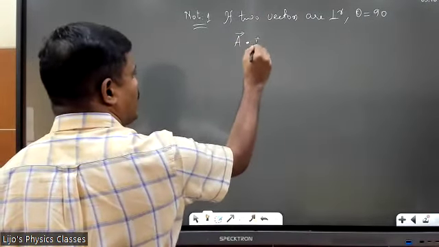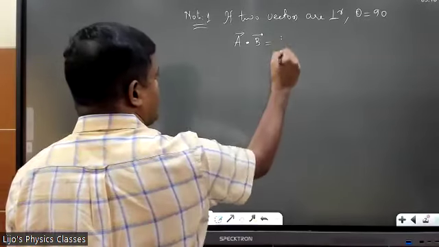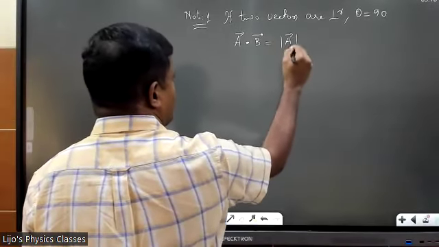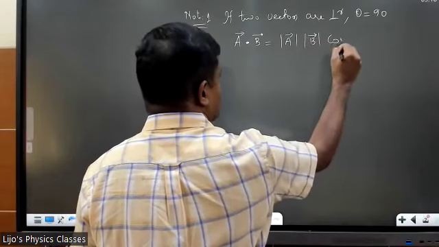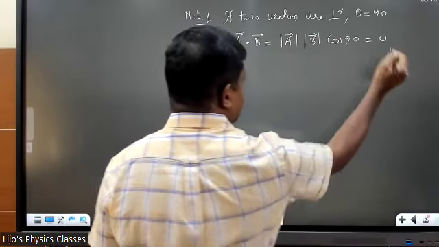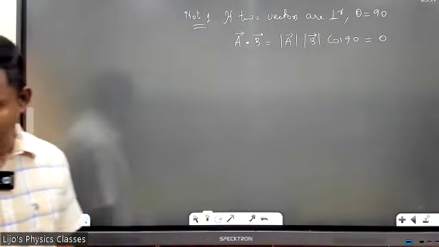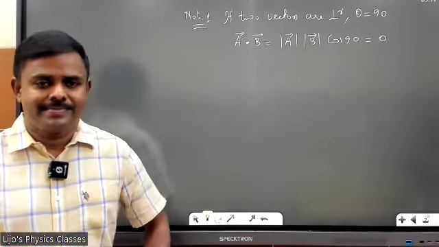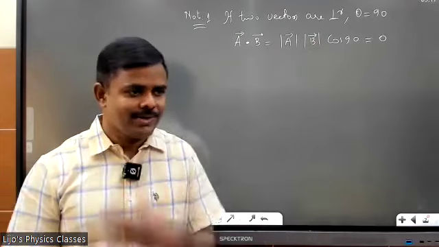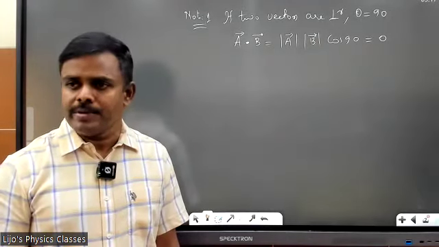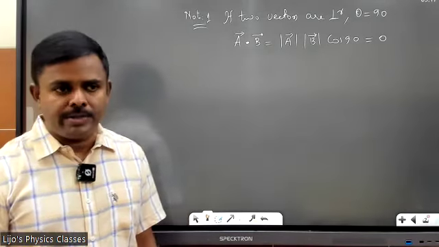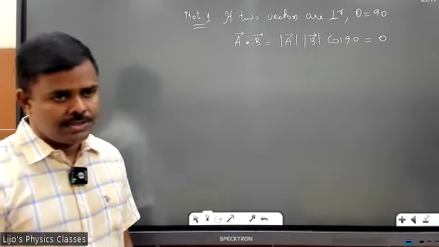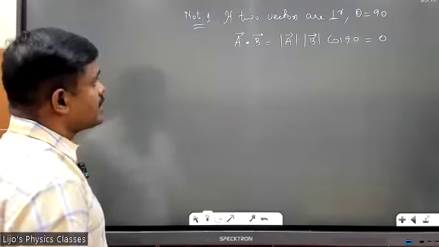So A dot B will be modulus of A into modulus of B into cos of 90. Cos 90 is going to be 0. Correct? So if two vectors are perpendicular, their dot product must be 0. Okay, that is the first point.